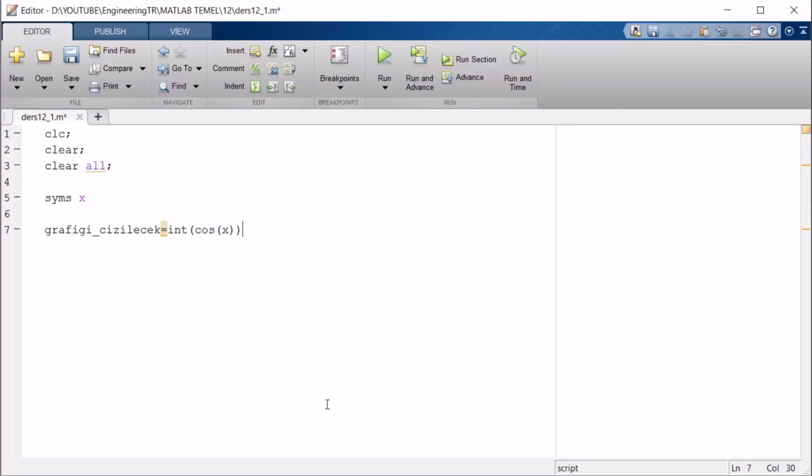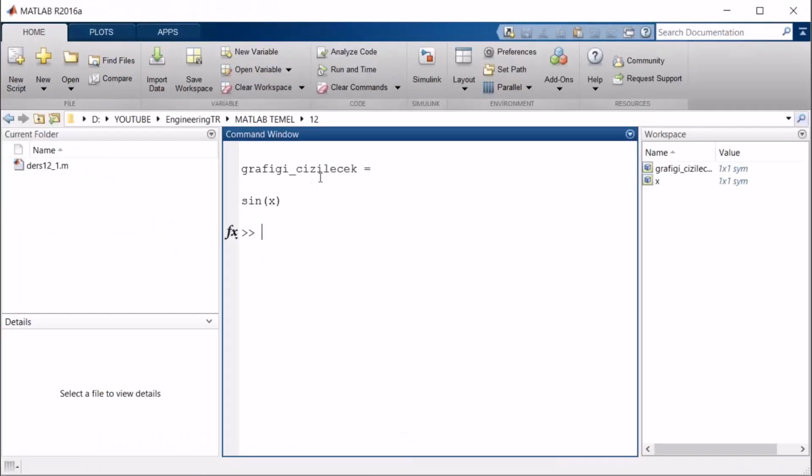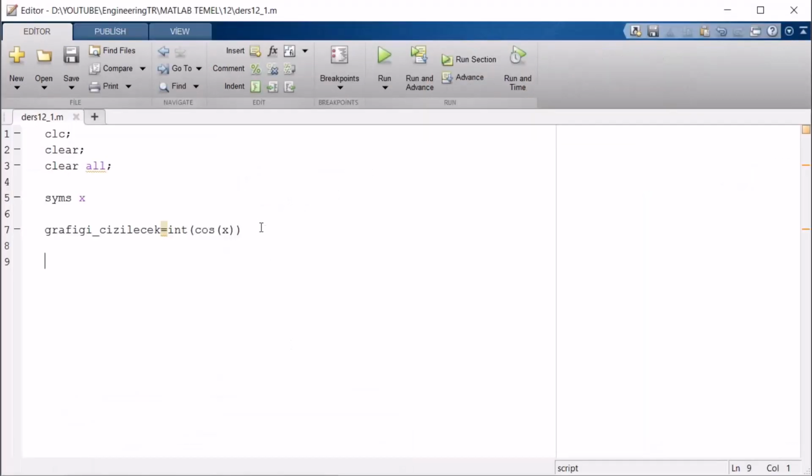First, I have to find the integral of cos x. I need to find it based on x. We think simple, guys. First, I calculate it this way. I'm saying, what's the integral of this? I know normally sin x will come, but it may be a more difficult function for you. Here, the function to be graphed is sin x. I learned that this is sin x.